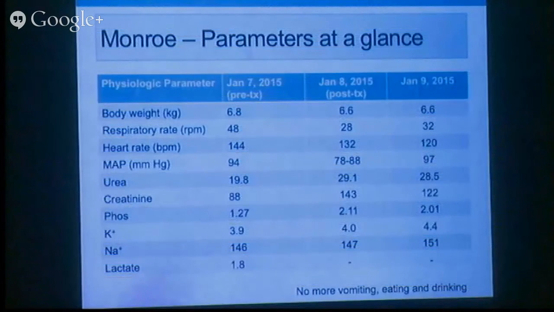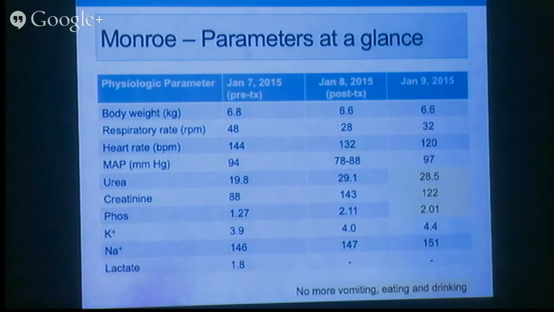So what are his parameters doing now? Well, his resp rate had started to climb a little bit. His heart rate was fine. His mean arterial pressure was fine. We made small dents, I think, in his azotemia. So his urea, creatinine, and phosphorus all started to trend down. And that's just within 18 to 24 hours. So that's a very short time frame. So we were very, very hopeful that that trend was going to absolutely continue if we just kept our course.